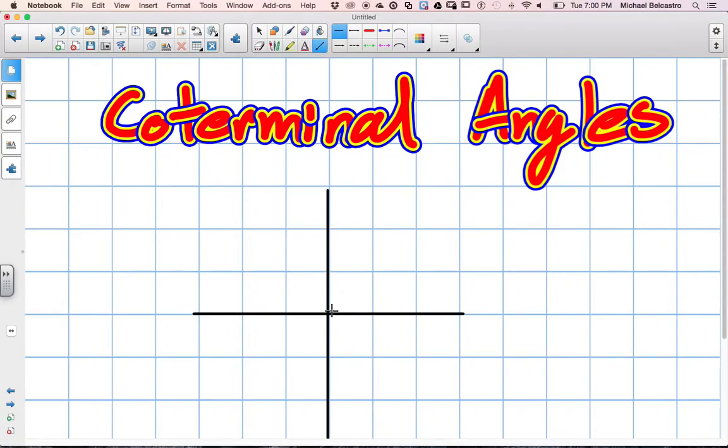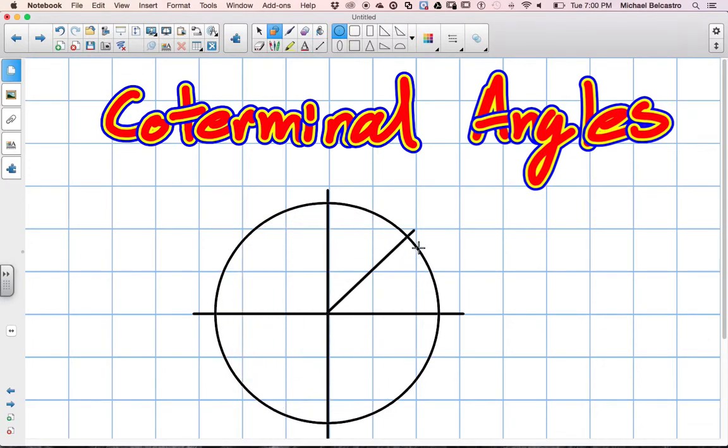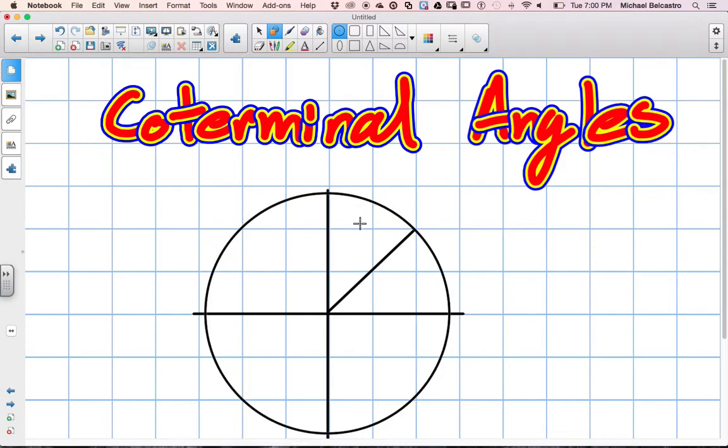Coterminal angles. A lot of times, we'll call this the terminal arm of some circle. Okay, this will be our circle. Any coordinate, like we said, can be fit to a circle that starts at the origin. So this is our arm, and they're going to ask us for some angle. We don't know which angle.